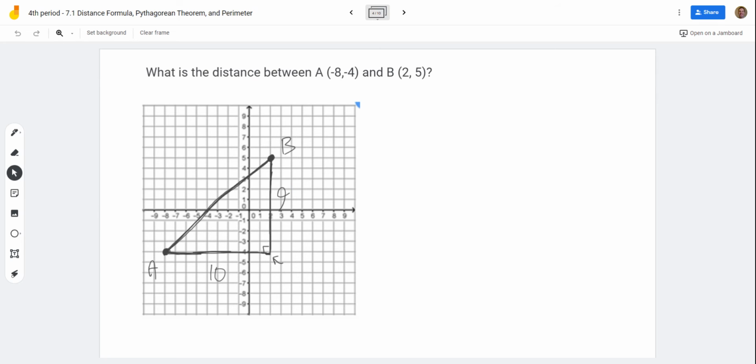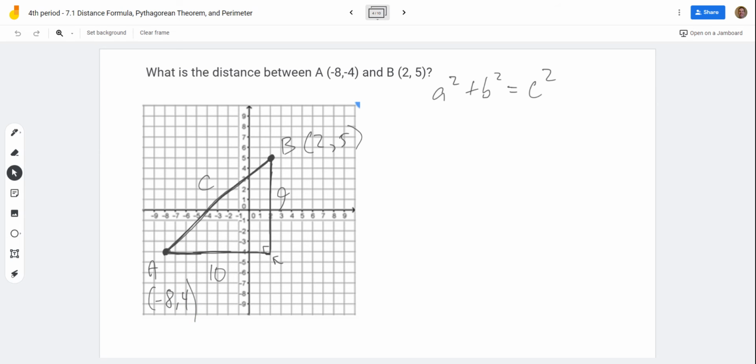So now I have a triangle and I know two of the side lengths. I can use Pythagorean theorem here to find C, to find that distance between A and B. C is my distance between A and B. So again, Pythagorean theorem says A squared plus B squared equals C squared. Okay, and then this is 2, 5. And this is -8, -4. Just to be clear here.